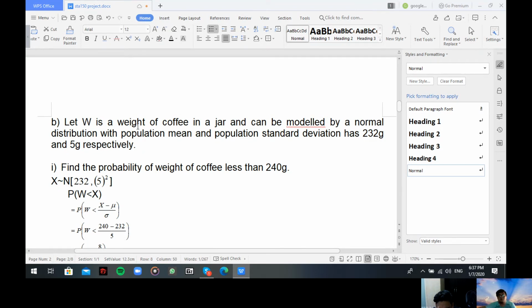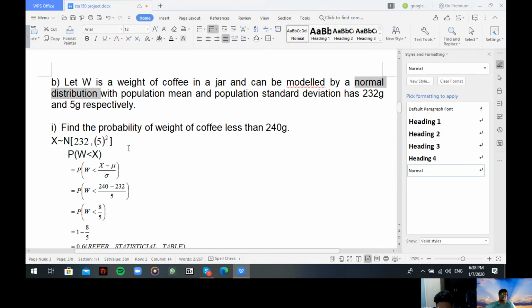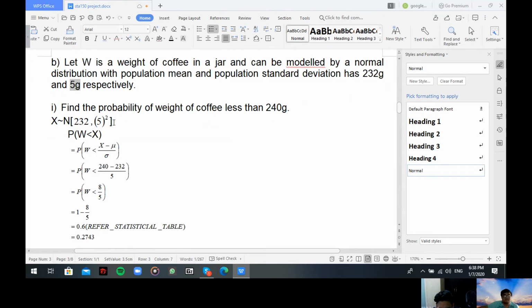Let W be the weight of coffee in a jar, which can be modeled by a normal distribution. From here you can see it says normal distribution. So we will use the same formula with the population mean and population standard deviation. This is the mean and this is the standard deviation. Find the probability of the weight of coffee less than 240.